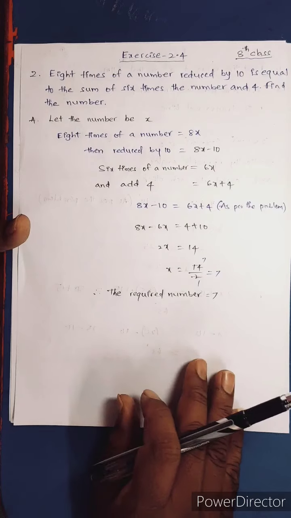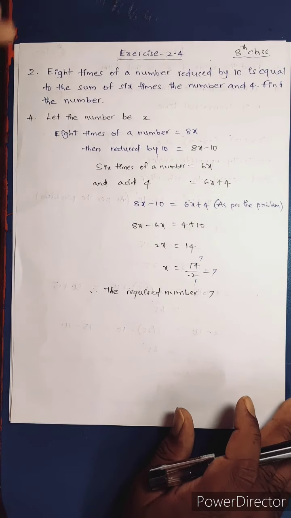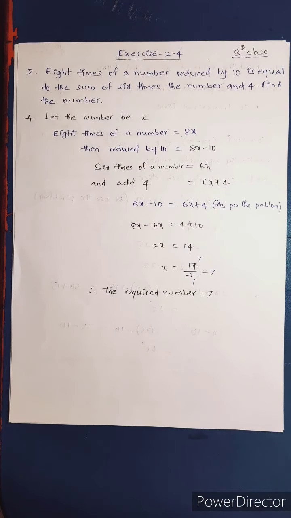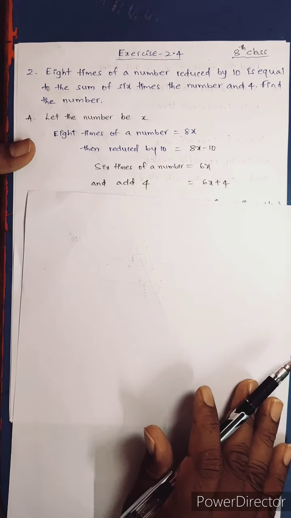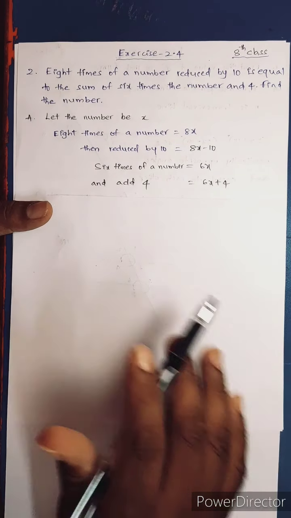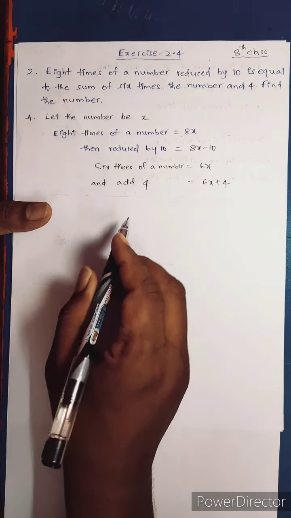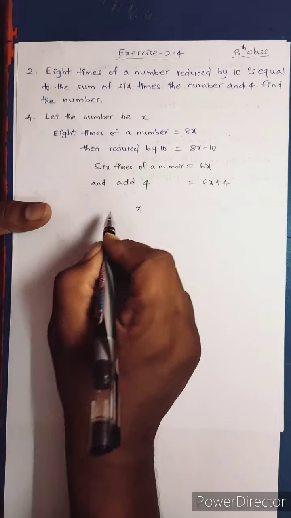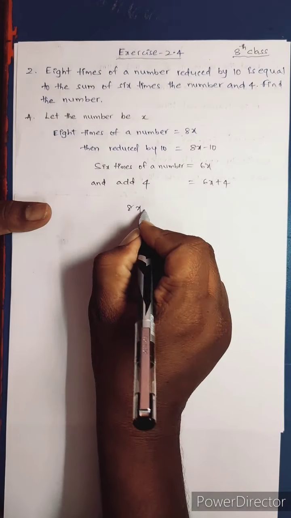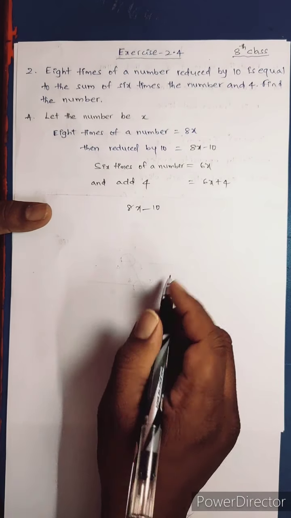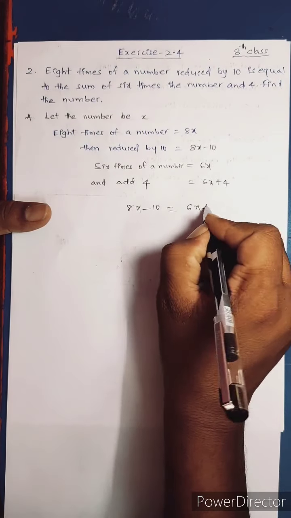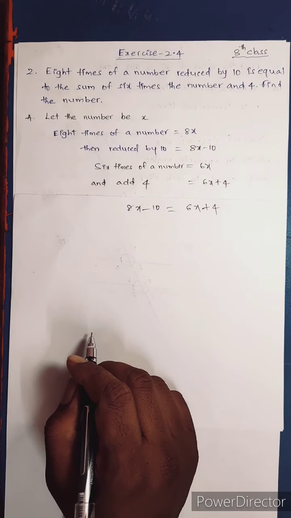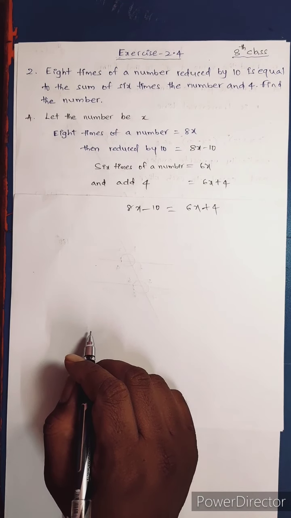Now second problem. 8 times a number reduced by 10. Here most of the problems, you think about mentally using the conditions. 8 times a number, let the number be x. 8 times a number reduced by 10 is equal to the sum of 6 times the number and 4. This is the condition given in mathematical language as a problem.